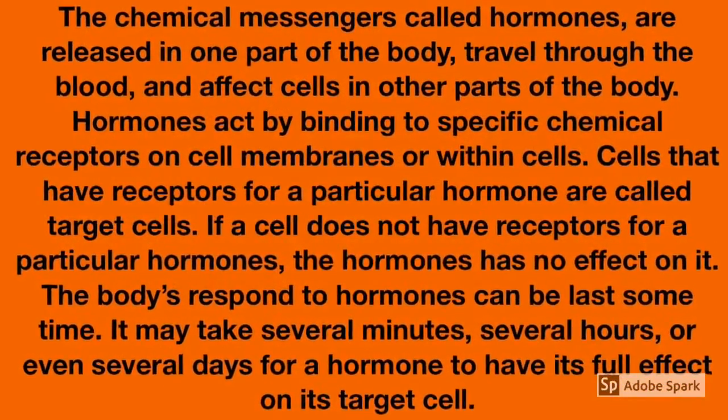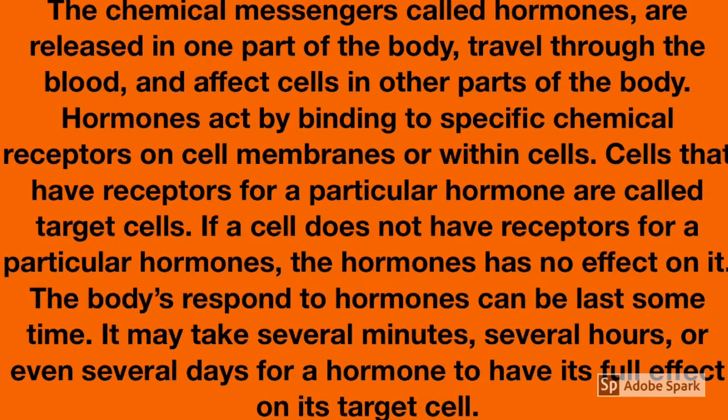The chemical messengers called hormones are released in one part of the body, travel through the blood, and affect cells in other parts of the body. Hormones act by binding to specific chemical receptors on cell membranes or within cells. Cells that have receptors for a particular hormone are called target cells. If a cell does not have receptors for a particular hormone, the hormones have no effect on it.